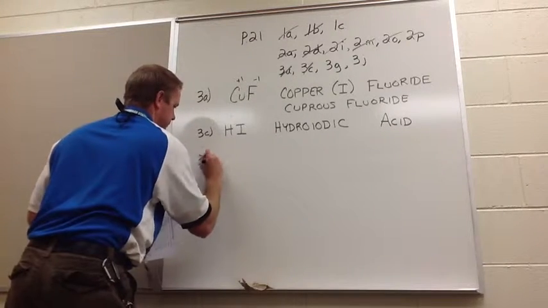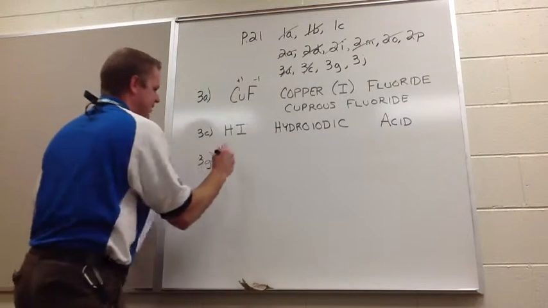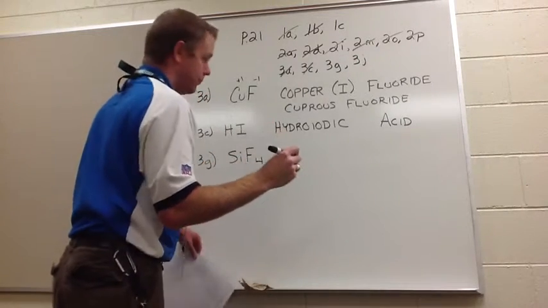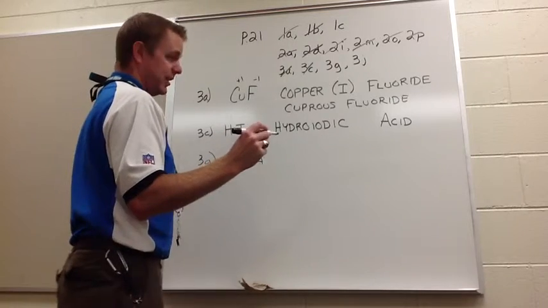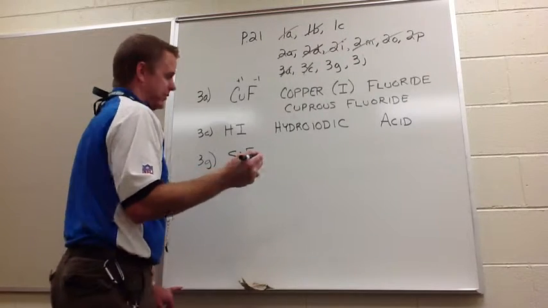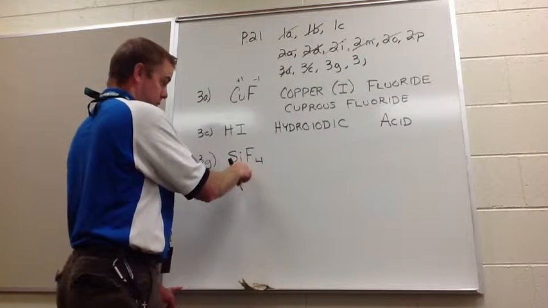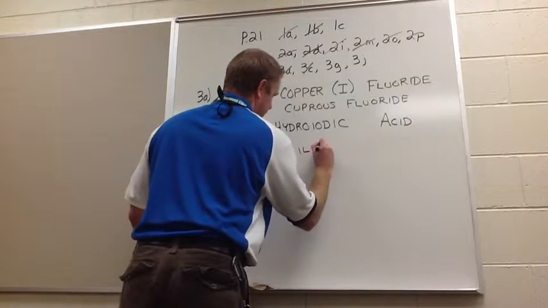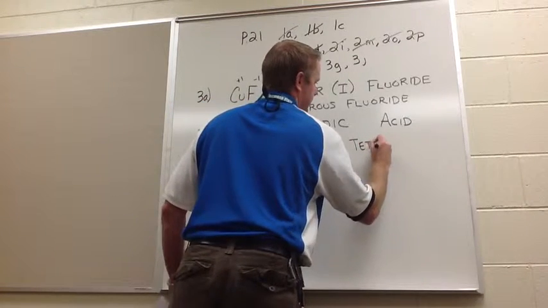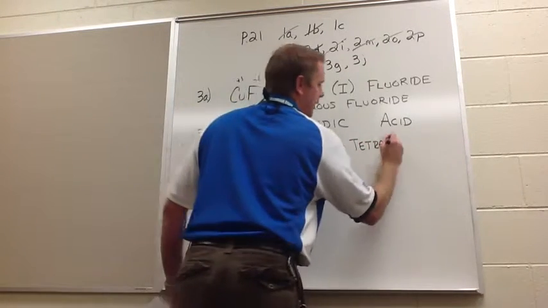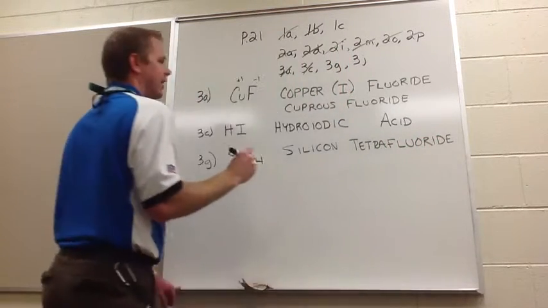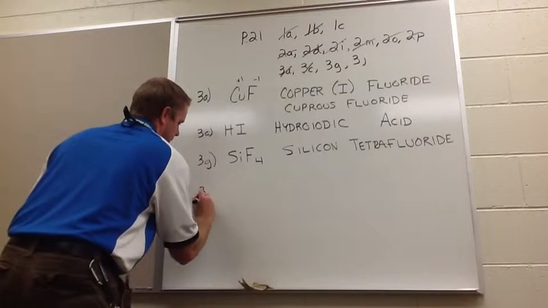3G. 3G is SiF4. I ask myself, does it have a metal? No, it does not. Does it contain hydrogen? No, it does not. Therefore, this is covalent, and you use the prefix system. Si, there's one of them. Therefore, this is just silicon. 4 is tetra. F is fluorine, but becomes fluoride. So this is silicon tetrafluoride.